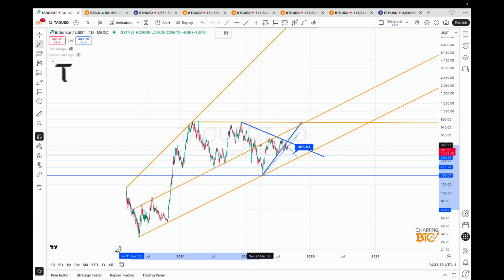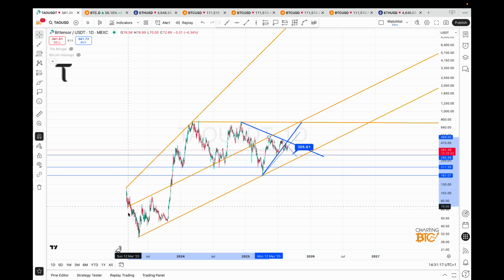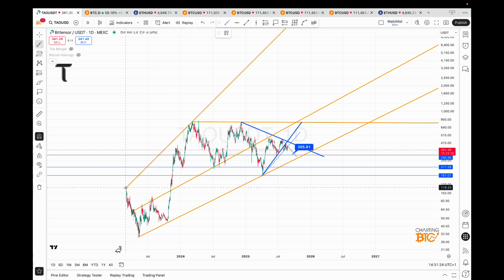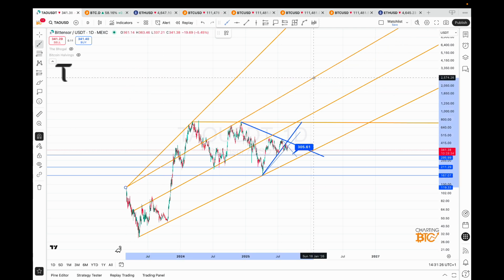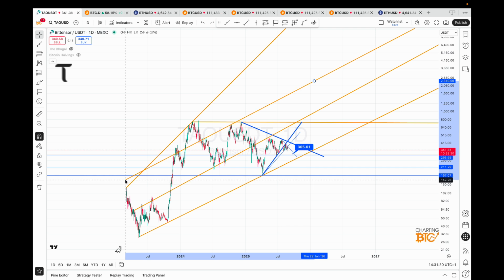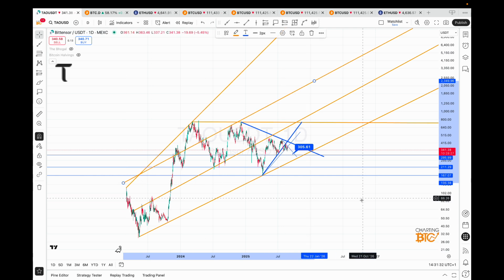Now, if you look at this, there's a lot of channels in here, like support lines. So there's one, and you could draw one like that. You could also draw another one connecting these points here. Now these don't have to be exact, they're more like a guide.